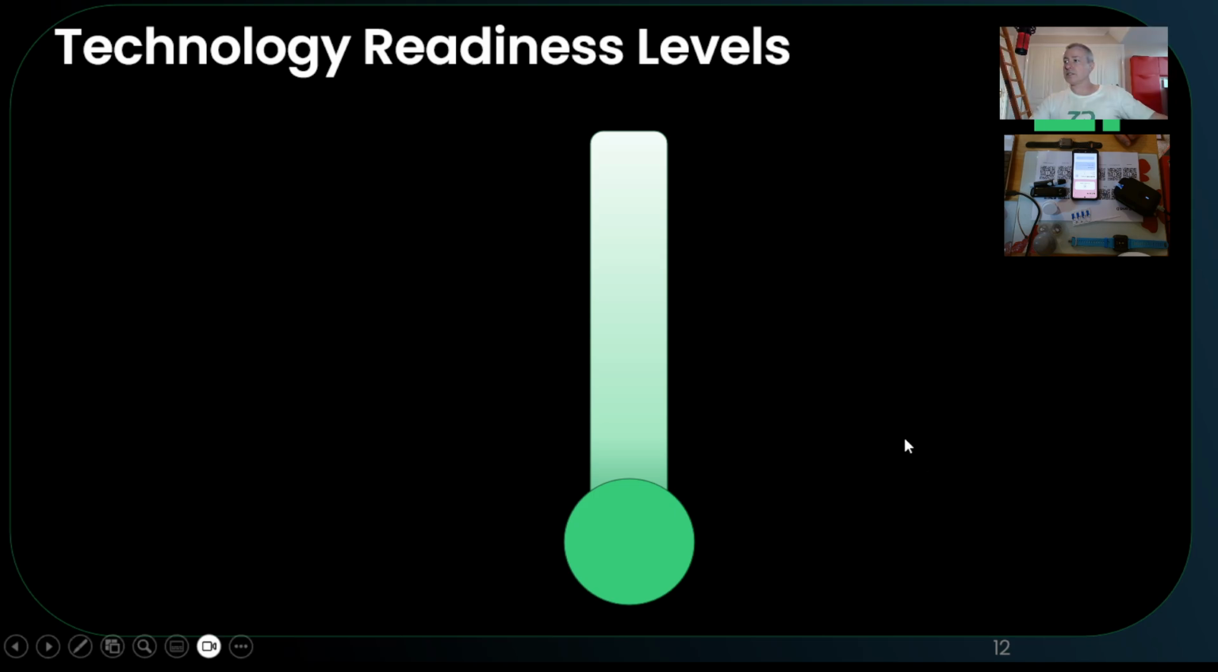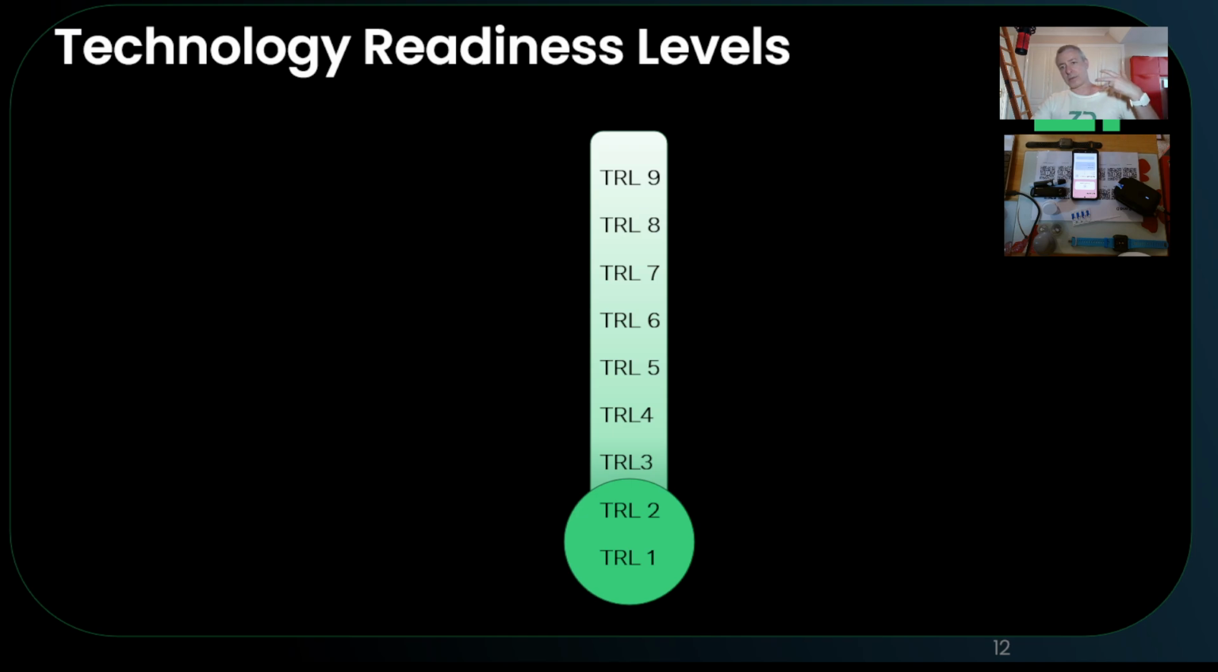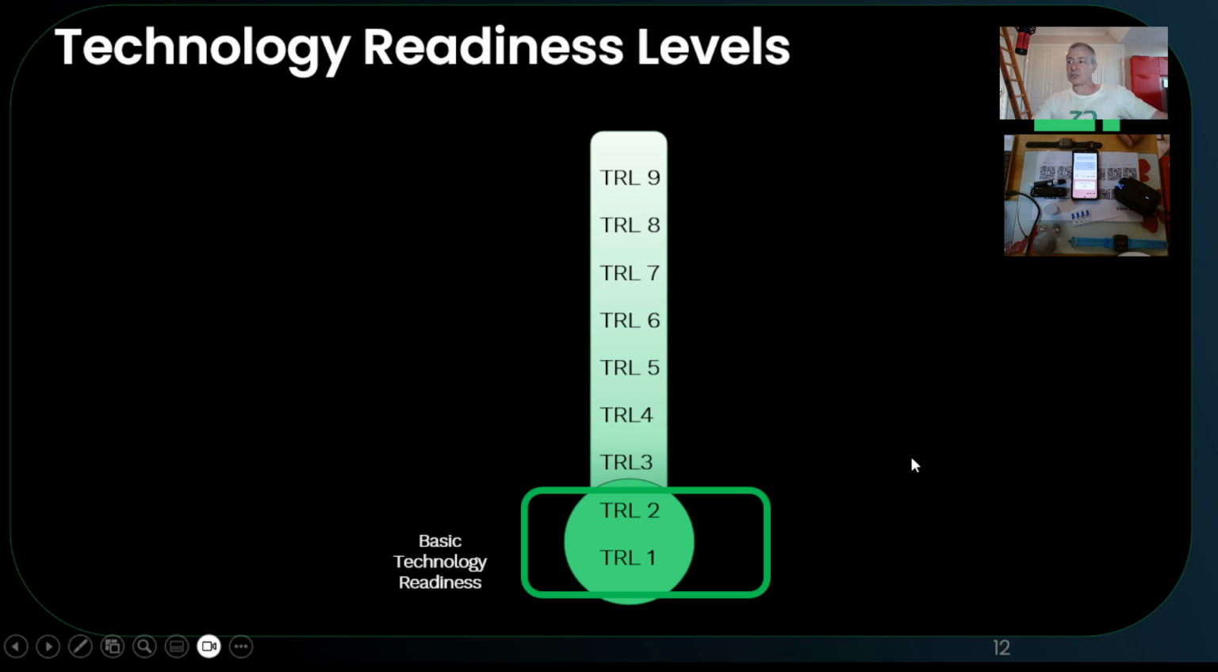There's something called technology readiness levels. I'm using this to comment on papers in general. So you have an idea, that's technology readiness level number 1. You start working on it, so you come up to technology readiness level number 2, a basic technology readiness. Technology readiness level number 3 means you went in the lab and you did it. That is where most papers finish.